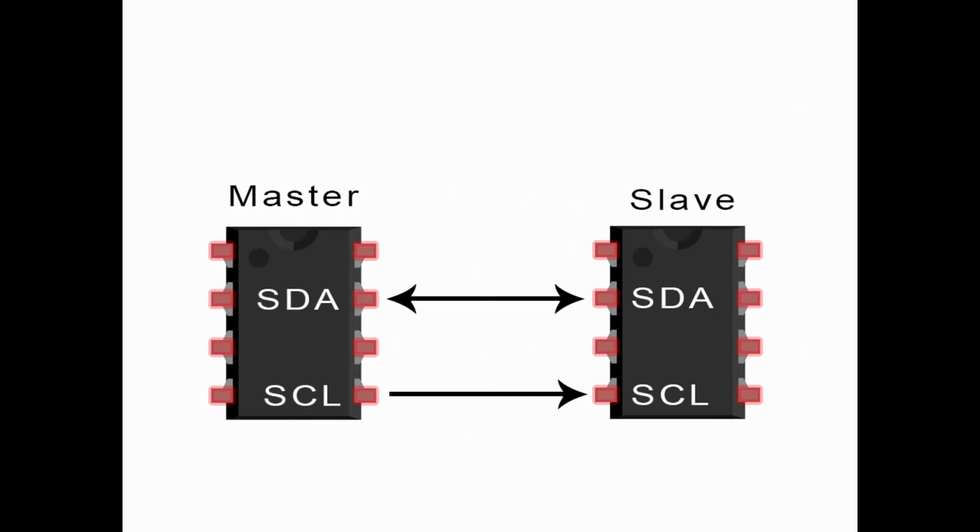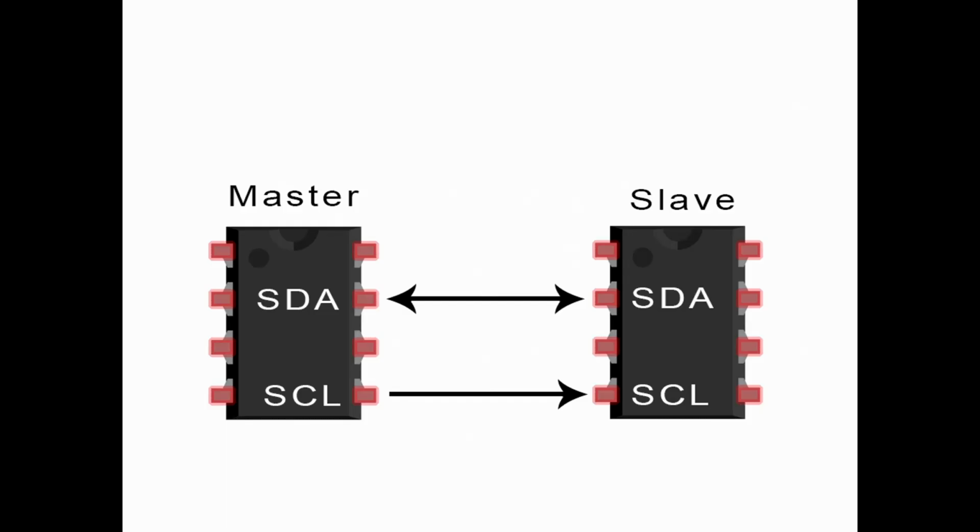This is the structure of the I2C bus. In this image, we have a single master and a single slave device. The data can be transferred between master and slave using I2C bus. There are two wires in this structure. First one is SDA, it means serial data line, and the second one is SCL, it means serial clock signal.